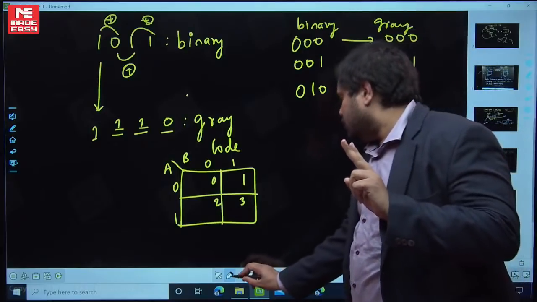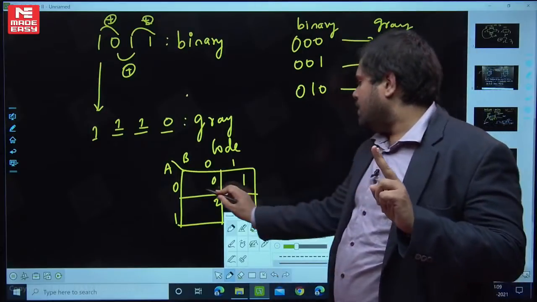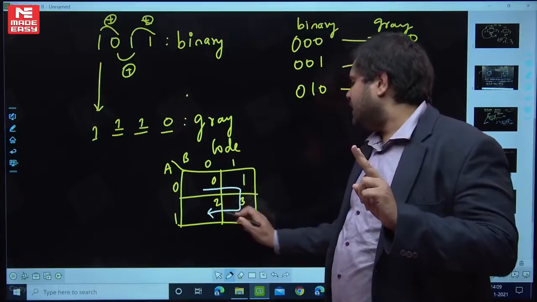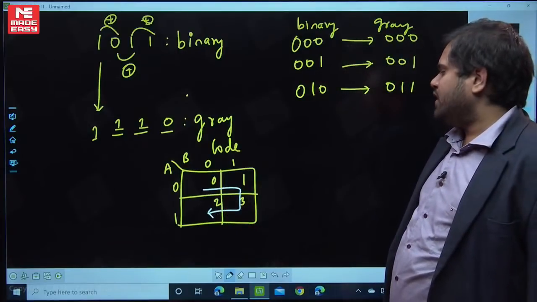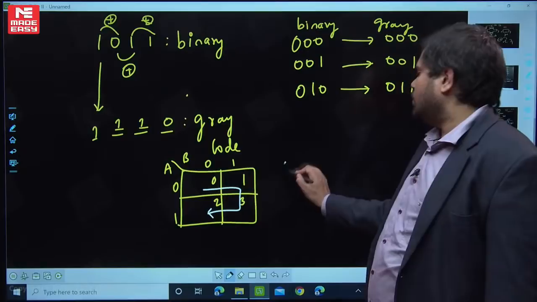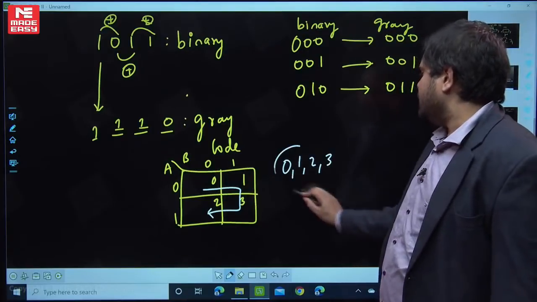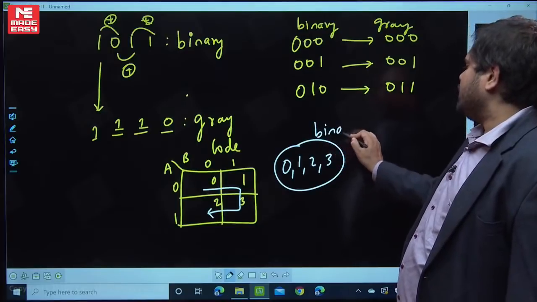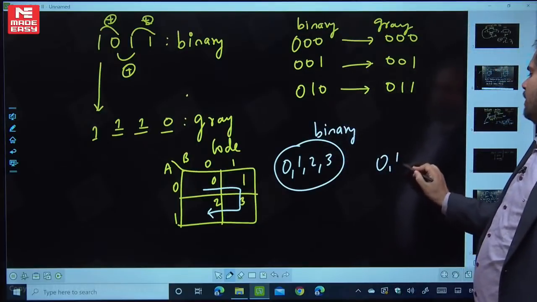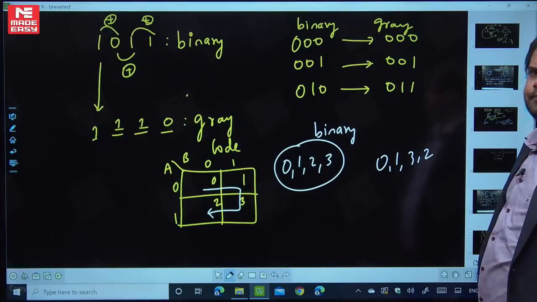Okay, the 2-bit gray code sequence I will just tell you. 0 1 3 2, this is the gray code sequence. Sorry, the binary sequence is 0 1 2 3, this is binary. Okay, tell me what is the gray code sequence? The gray code is 0 1 3 2, you can check it, no problem.